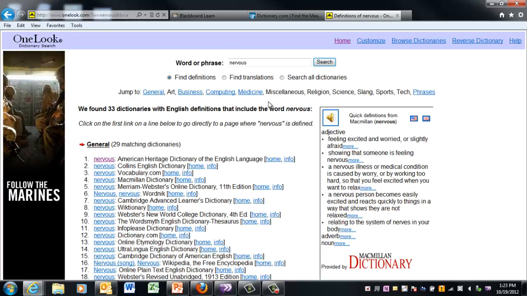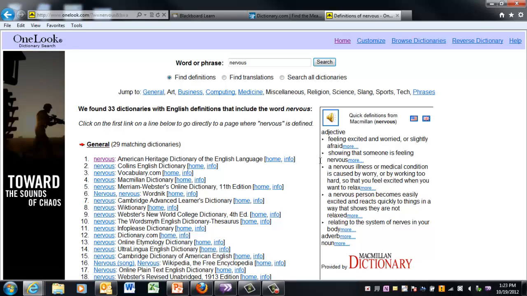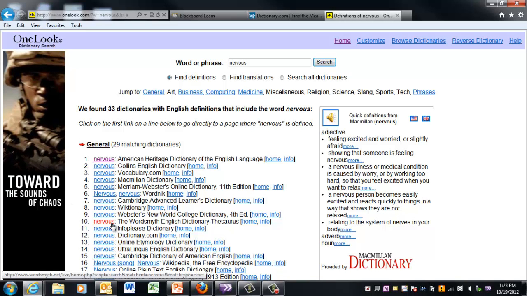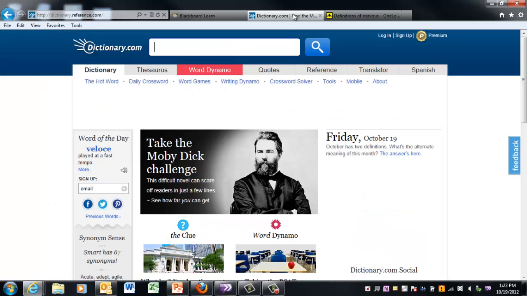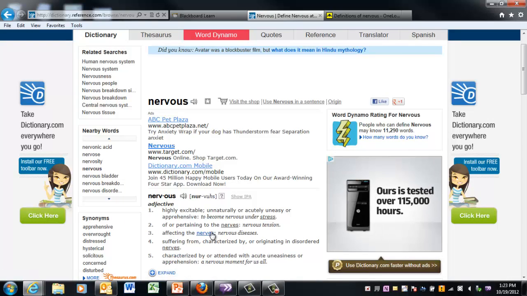Now, One Look gives you a whole bunch of choices of different dictionaries you can look nervous up in. That's what all of this is right here. If you were to do the same thing in dictionary.com, it would just take you directly to that word entry. Now that you know how to enter information into the site, let's take a look at what to do once you have the information in front of you.